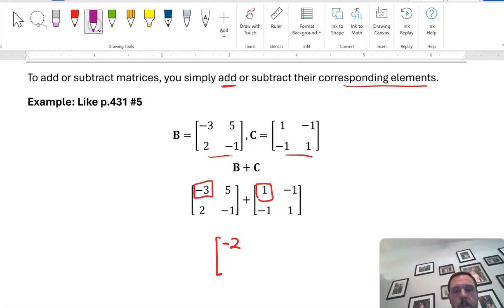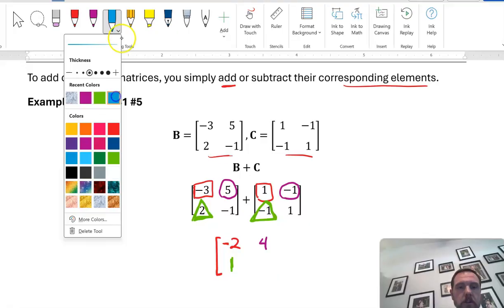Okay, so let's move over to top row, right column. 5 plus negative 1, that would be 4. Let's keep going. We'll do a triangle here. Bottom row, left column. 2 plus negative 1 is 1.